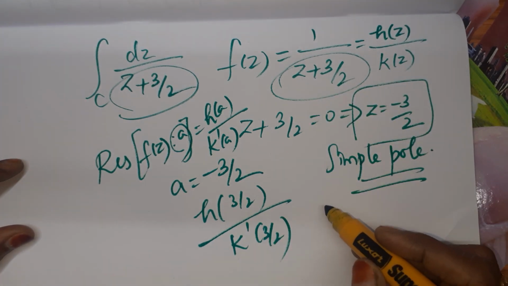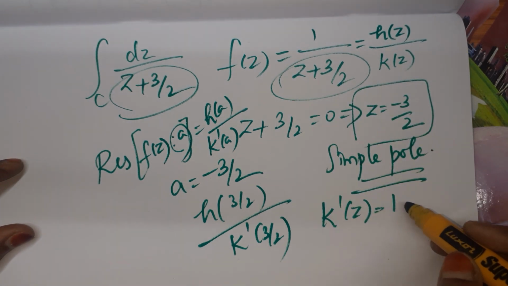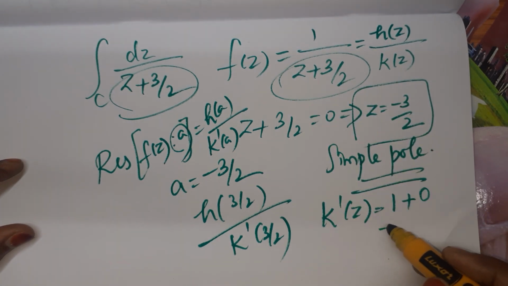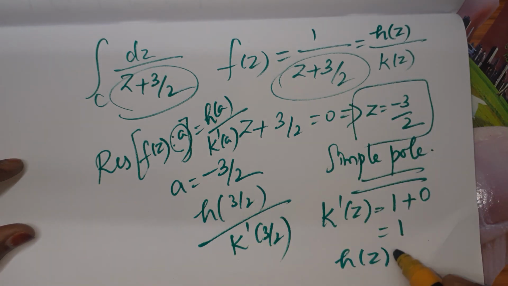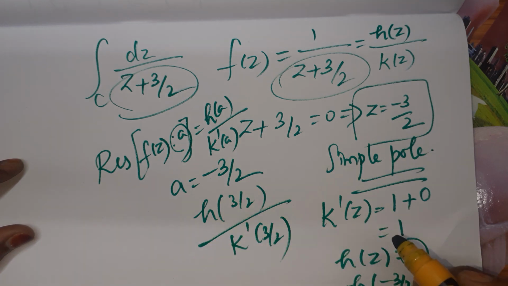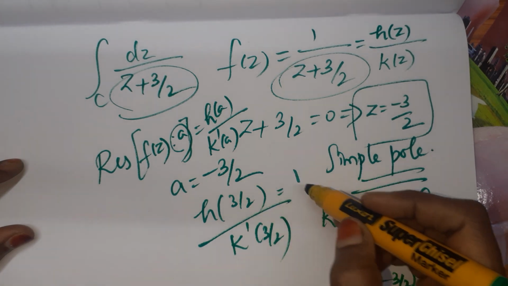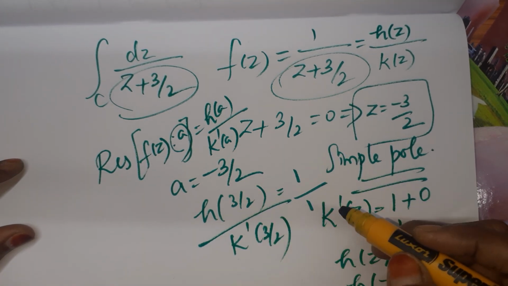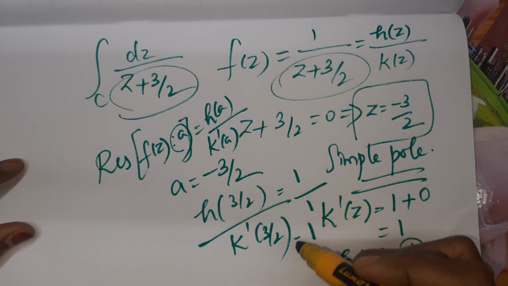So when we differentiate this, k dash of z is equal to z, when we differentiate it is 1 plus 3 by 2, it is 0. So this is 1. H of z is also 1. So h of minus 3 by 2, since it is 1, it is 1. Similarly, k dash of 3 by 2 is also 1. So the formula what we have is, h of 3 by 2 is 1, k dash of 3 by 2 is also 1. So residue of f of z is 1.